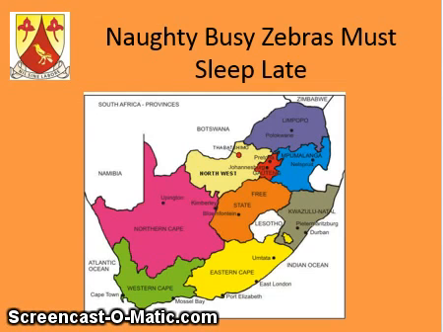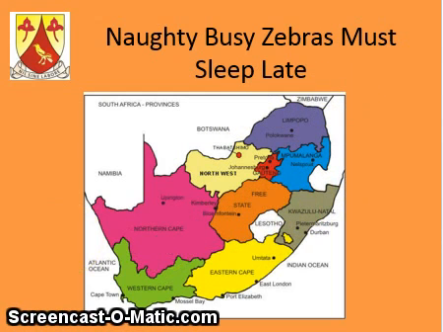Now, I can give you a little clue for the neighboring countries. Okay, and you'll see the heading over there must seem a little bit funny. Naughty, busy zebras must sleep late. Okay, and what I've done is I've taken the first letter of each of the neighboring countries. So N for Namibia, B for Botswana, Z for Zimbabwe, M for Mozambique, S for Swaziland, and L for Lesotho. And I've made a funny little sentence. Naughty, busy zebras must sleep late. And I've done it in the order in which it appears on the map. Okay, if I'm going from left to right and around.